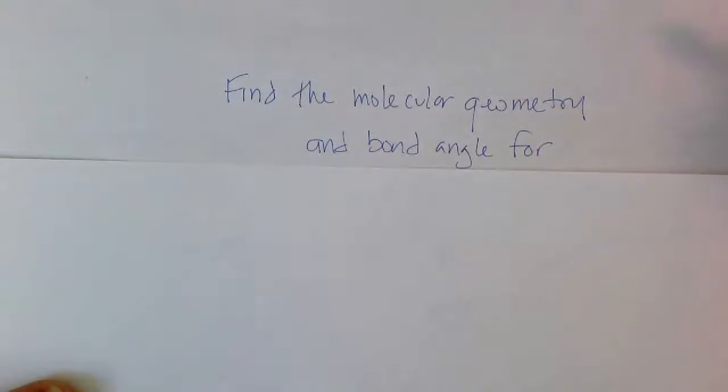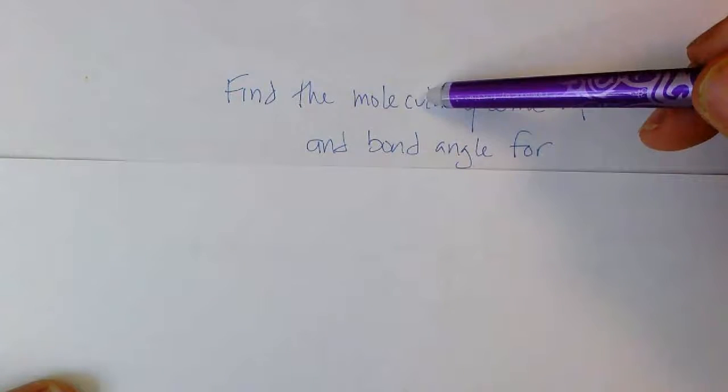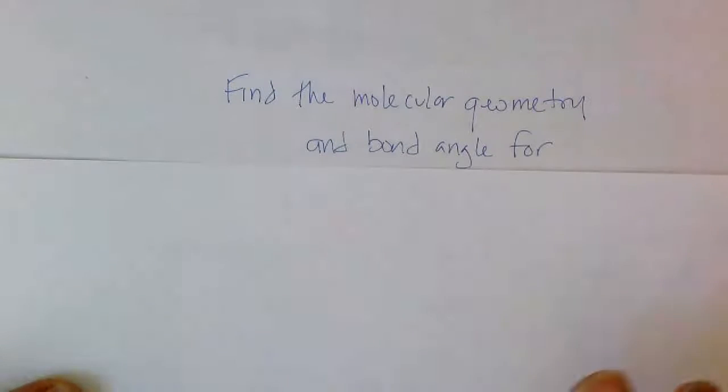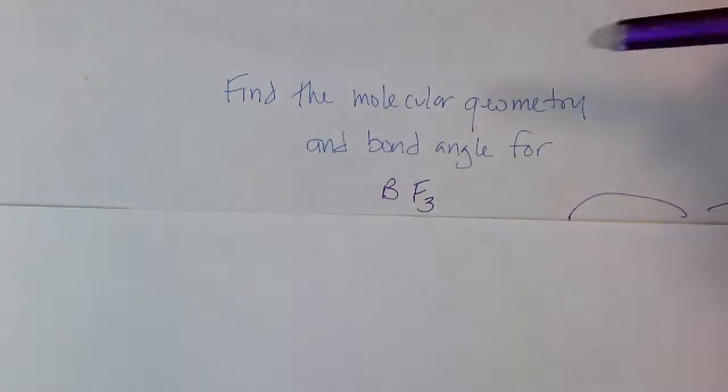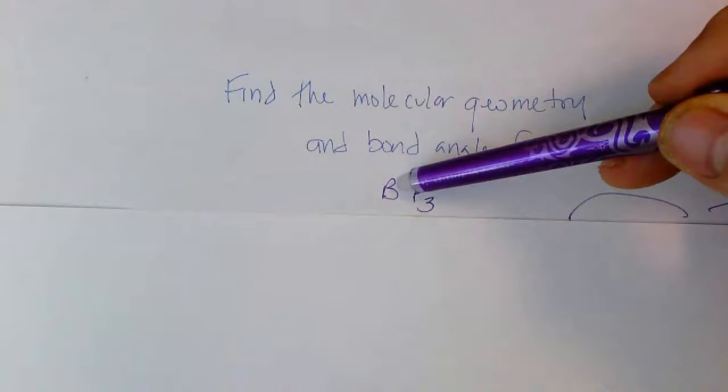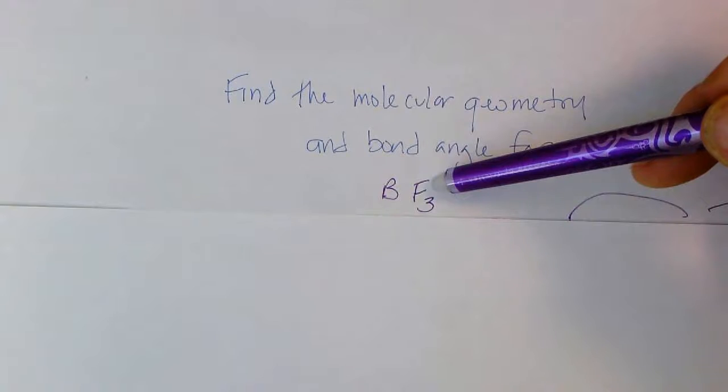Hey, this is Dr. B, and let's solve a few molecular geometry and bond angle questions. The first one is for boron trifluoride. Boron has 3 valence electrons, fluorine each has 7.